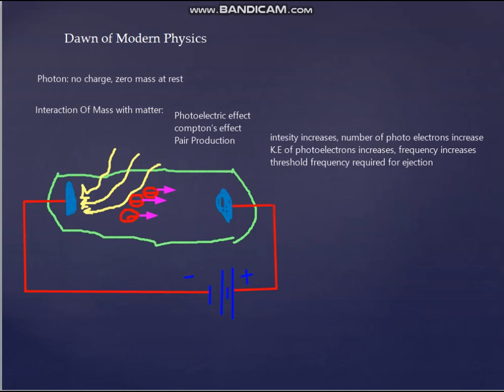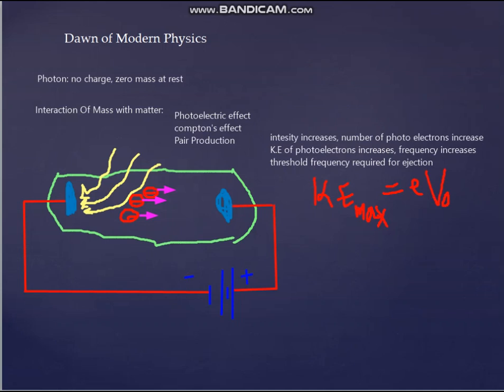I'm writing the formula here. KE max, which means maximum kinetic energy, is equal to e V naught. Okay, this V naught will be the stopping potential, and the e will be the charge of the electron.